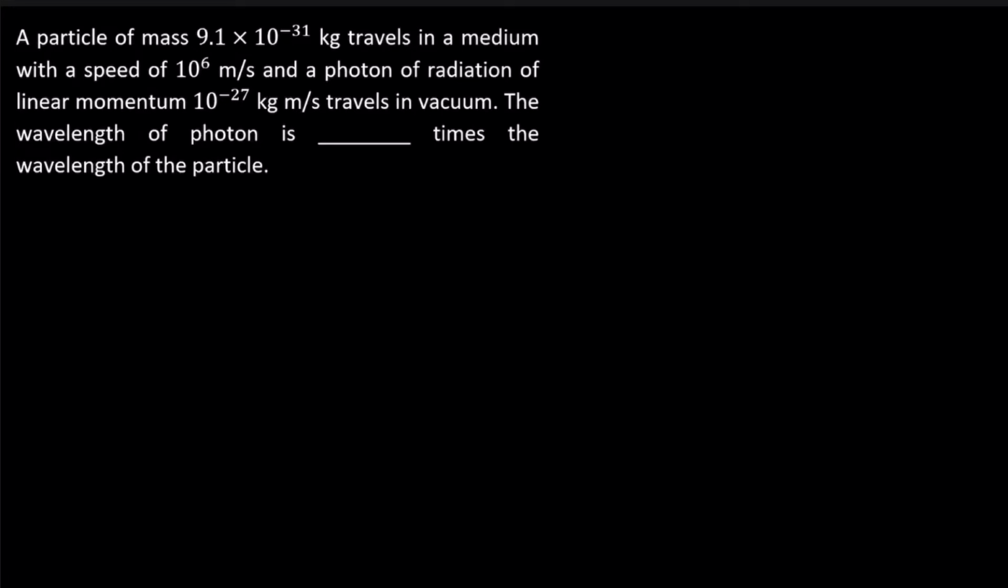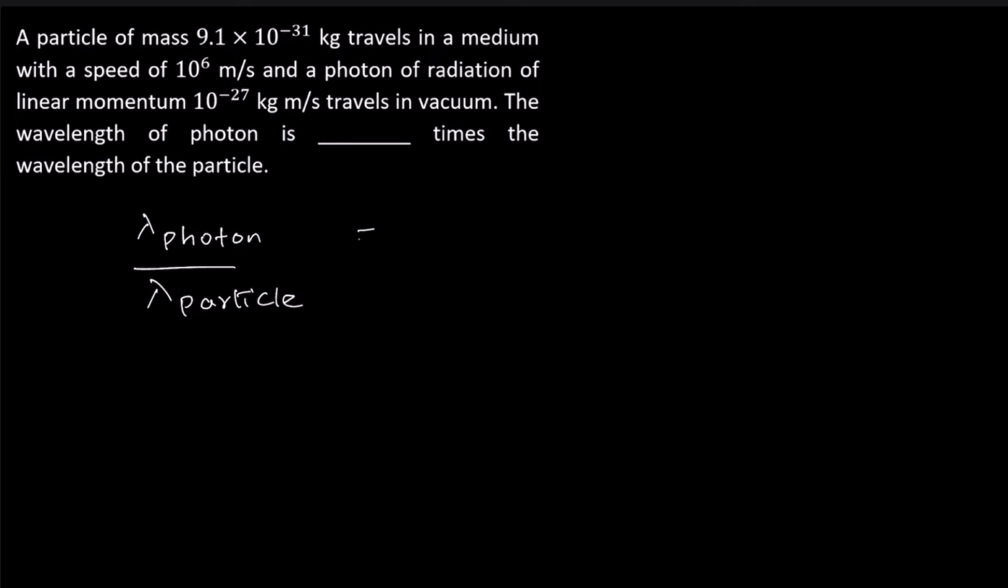A particle is traveling in a medium and a photon is traveling in vacuum. We need to find the ratio of the wavelength of the photon to the wavelength of the particle. Okay, so let's write the ratio: wavelength of the photon divided by wavelength of the particle. So that is what we need here.